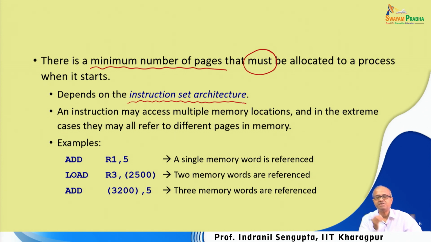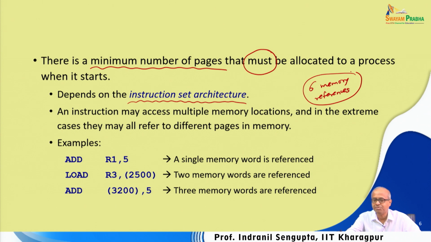See, there was the IBM 360, 370 class of machines, there was a block move kind of instruction there. That instruction needed 6 memory references for execution, and the 6 memory references potentially can lie in 6 different pages. So, you would need a minimum of 6 pages in memory for such a block move instruction to execute properly. Not in all cases, but in the extreme case when all these 6 addresses are in 6 different pages, you need a minimum of 6 allocated pages in memory. So, some examples are shown here.